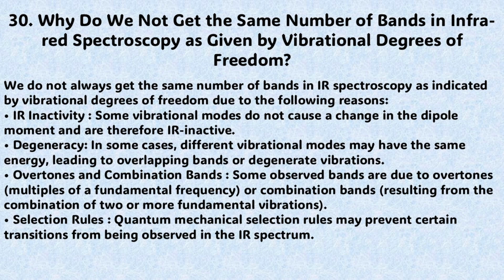Now, we will move to question number 30. Why do we not get the same number of bands in infrared spectroscopy as given by vibrational degrees of freedom? The answer to this question is very simple. We do not always get the same number of bands in infrared spectroscopy as indicated by vibrational degrees of freedom due to the following reasons. Infrared inactivity. Some vibrational modes do not cause a change in the dipole moment and are therefore infrared inactive.